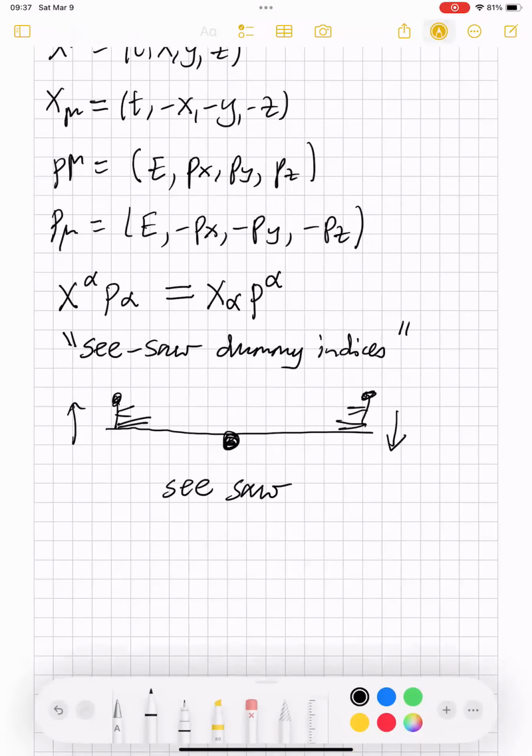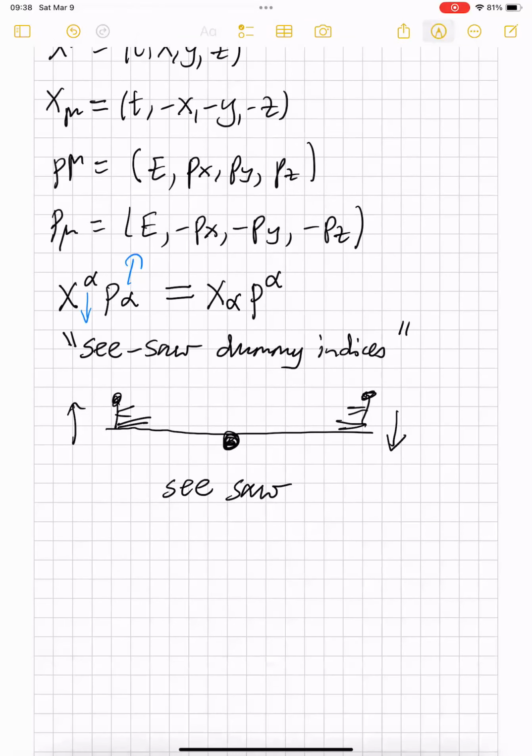Now, where does the name come from in the indices? Well, you can see that this index has gone down, and this index has gone up to go between the left and right-hand sides. So we say that we have seesawed the indices. That's just a name. I wanted to explain to you where the name comes from, but there's no physics there. So don't worry too much about the name.